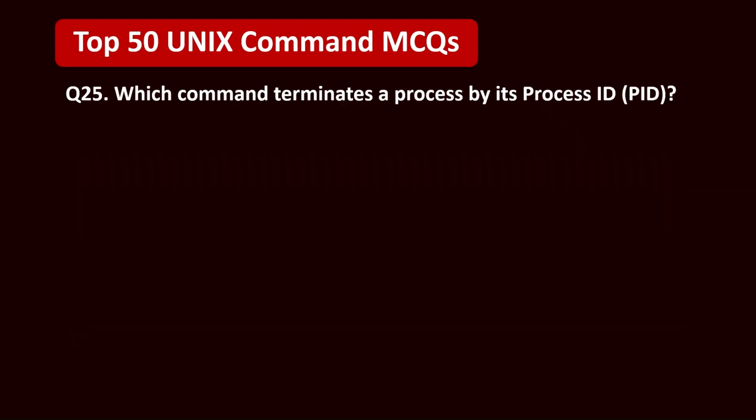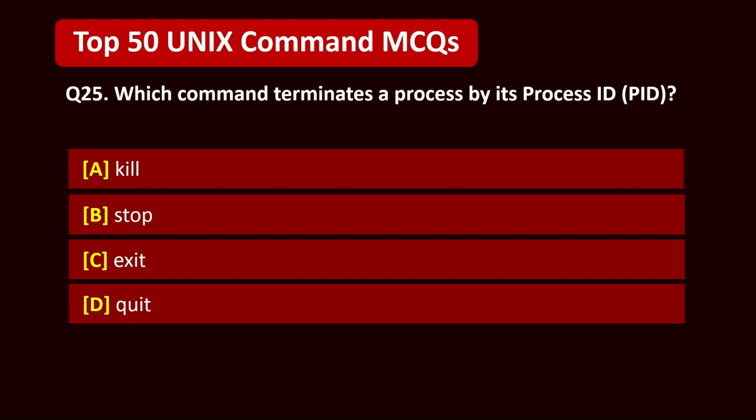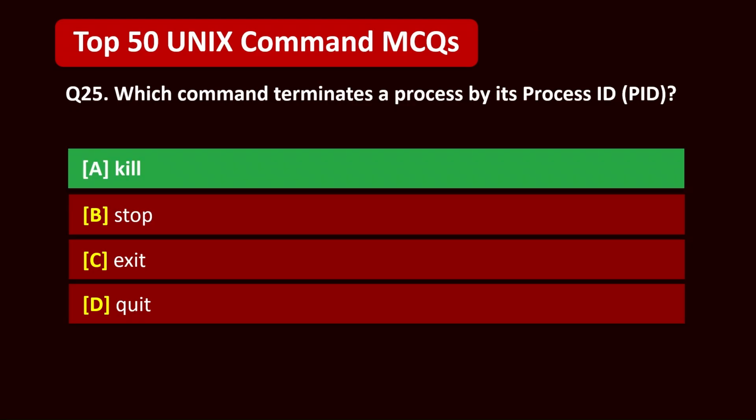Question 25. Which command terminates a process by its process ID? A. kill, B. stop, C. exit, D. quit. 5, 4, 3, 2, 1. Correct answer is A. kill.